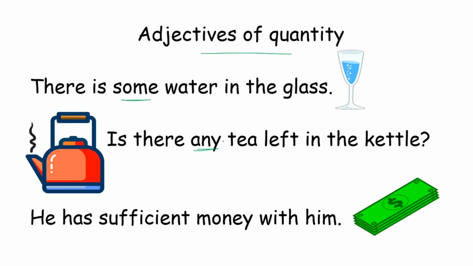He has sufficient money with him. Sufficient is more than enough for something. So this shows the amount of how much money he is having with him. These are the examples of adjectives of quantity.